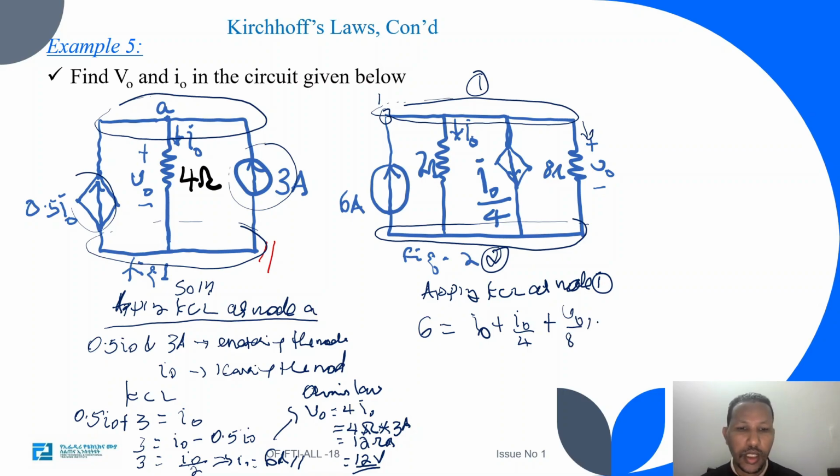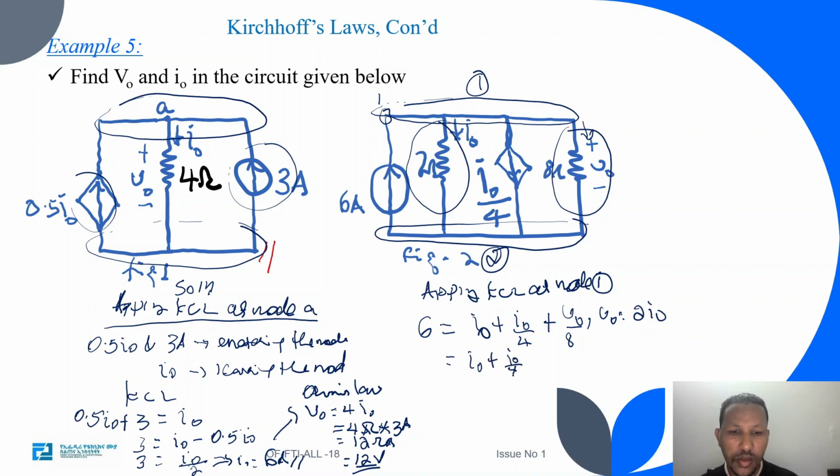Now let's consider V naught, which is equal to twice I naught, because as you can see, this element is in parallel with this element. All the elements are connected in parallel, so the voltage across the 4 elements will be the same, and the voltage across this 8 ohm resistor will be twice I naught. So let's substitute: I naught plus I naught over 4 plus twice I naught over 8 is equal to 6.